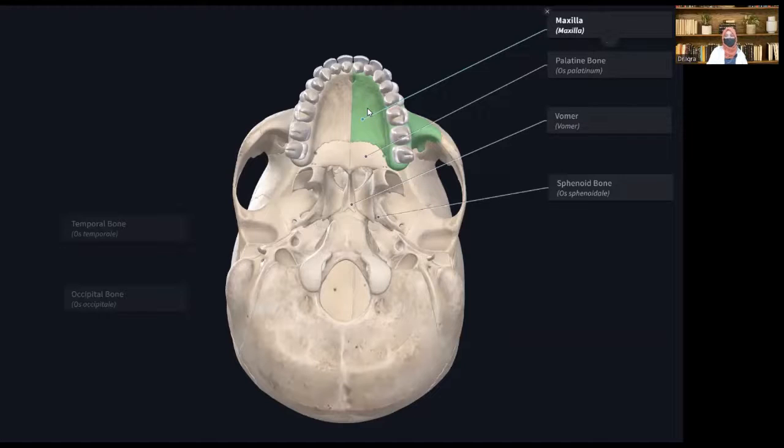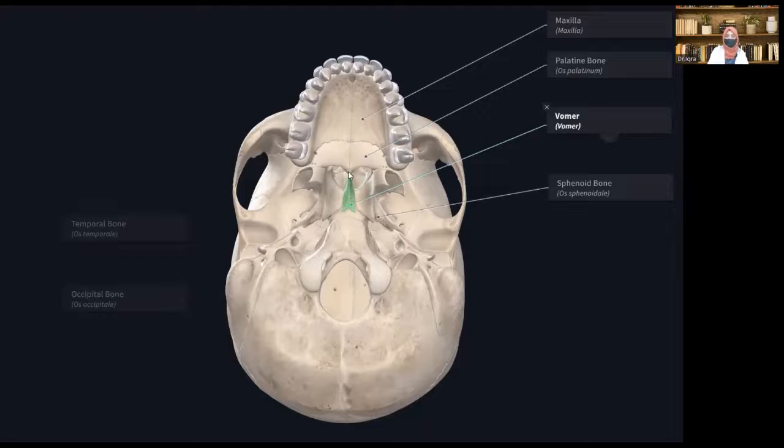Each maxillary bone contains the maxillary sinus. Next to the maxillary bone, we have the palatine bone. Palatine bone is basically an L-shaped bone, as you can see in this model. It's an irregular bone found posterior to the nasal cavity, and it's supplied by the palatine artery.